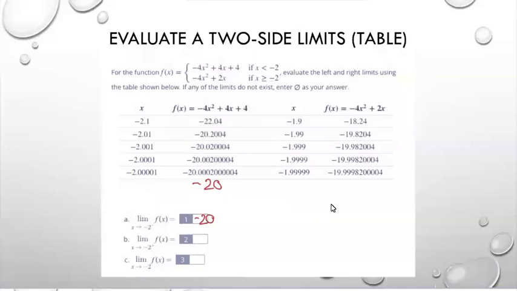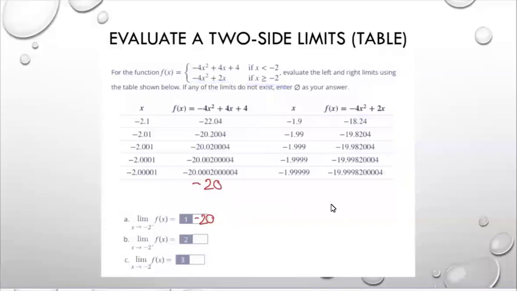If we go to the other side, all right, so then for all of the x's greater than or equal to minus 2, this is the right, we use negative 4x squared plus 2x, which is this function right here, which means that we are paying attention to this pattern in here to decide what is the limit of the function as x approaches minus 2 from the right.